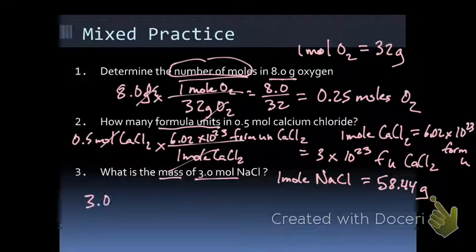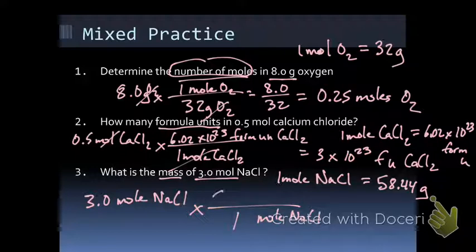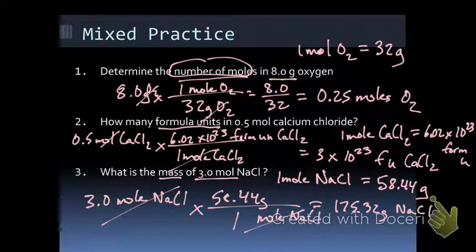I'm starting with 3.0 moles of NaCl. So what's going to be on the bottom? Well, it's going to be mole of NaCl. Well, 1 mole of NaCl is 58.44 grams. So 3 times 58.44, these cross cancel, right? Gives me 175.32 grams of NaCl. Well, how many sig figs do I have? I have 2, so I'm going to choose this one. So it should be 180 grams of NaCl. Okay?